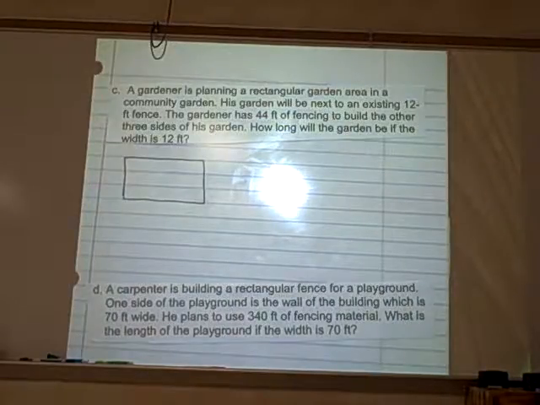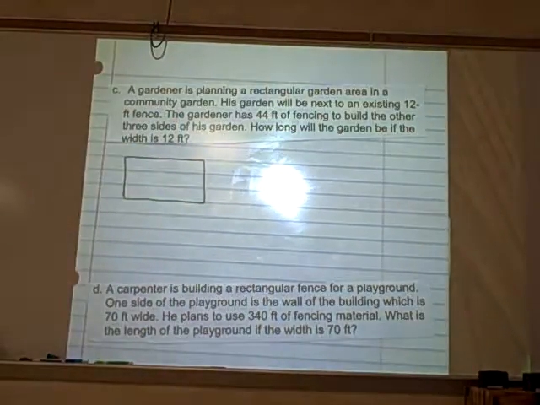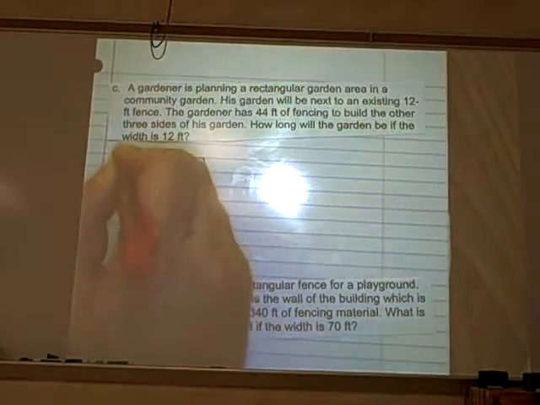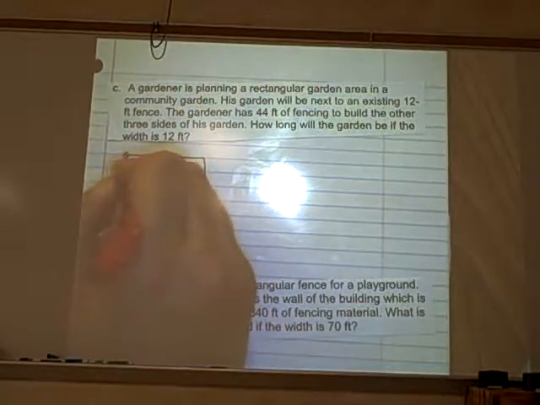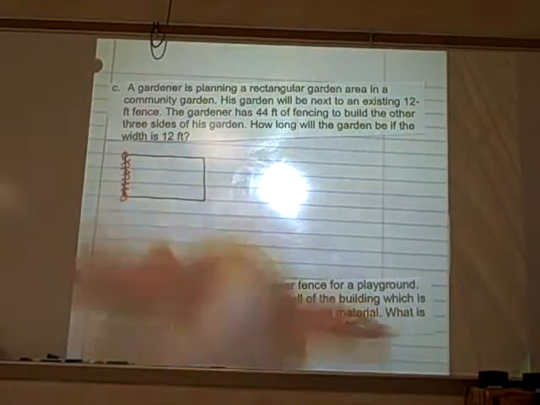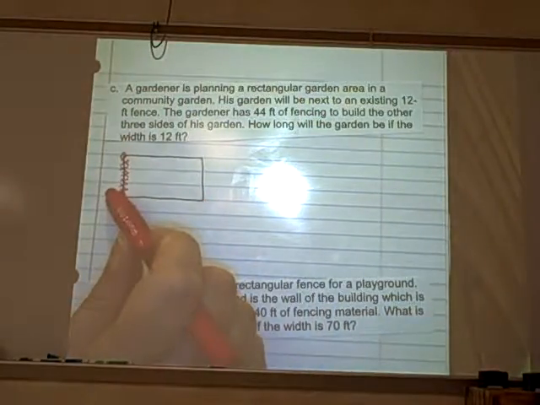44 fencing. It's next to an existing 12-foot fence, right? So there's already a fence up there, and he's going to use that for one side. He doesn't have to use that. So we're going to make that fence this end. I'm looking down like a bird, and I'm just going to put little X's all down this side to show that it already has a fence on it. So all he has to do is fence in this, this, and this, right?